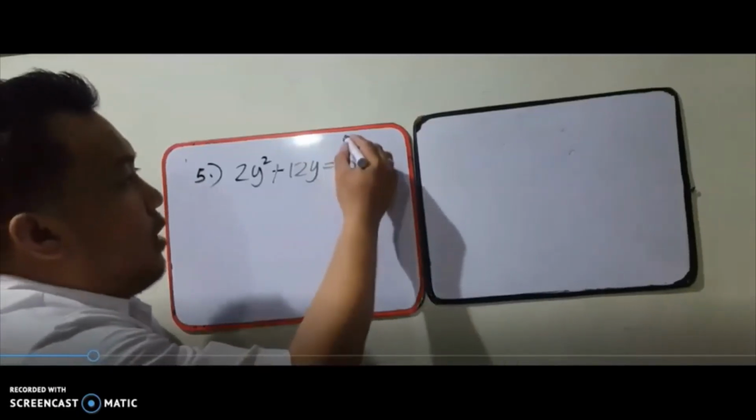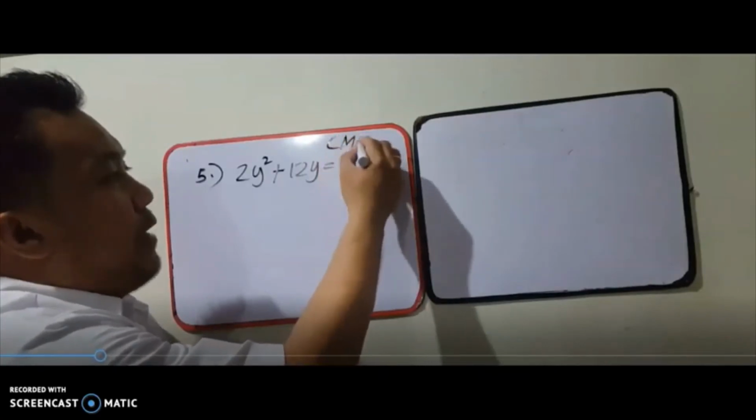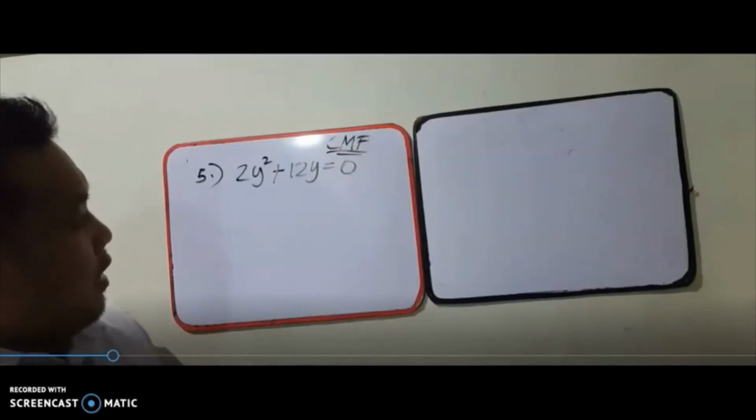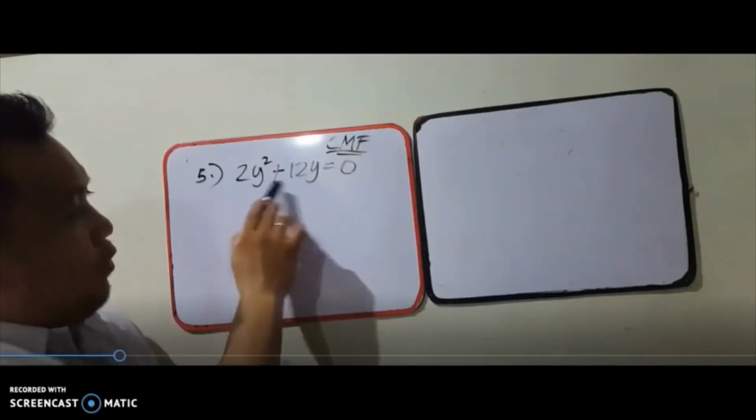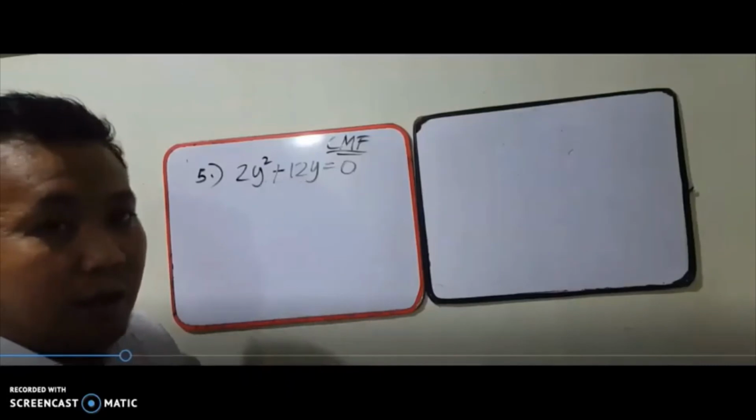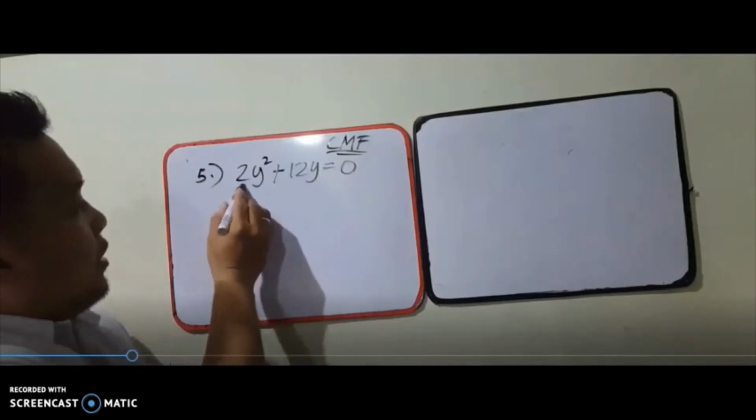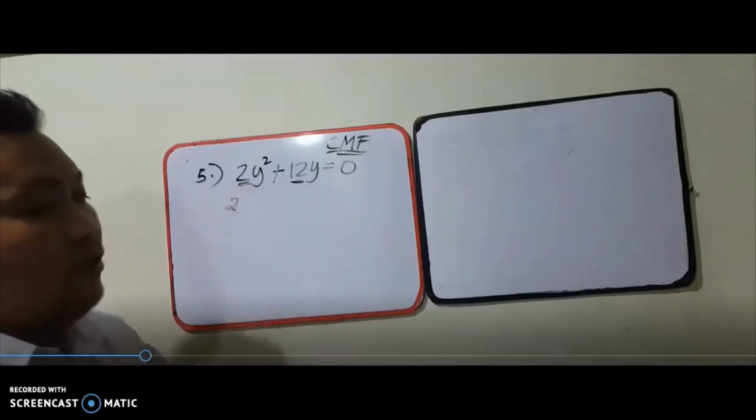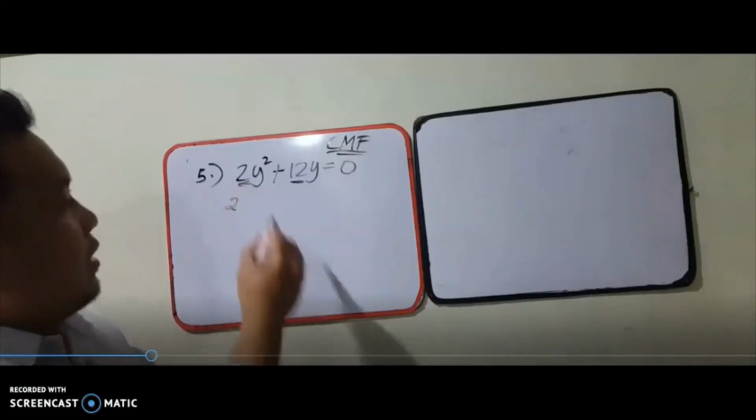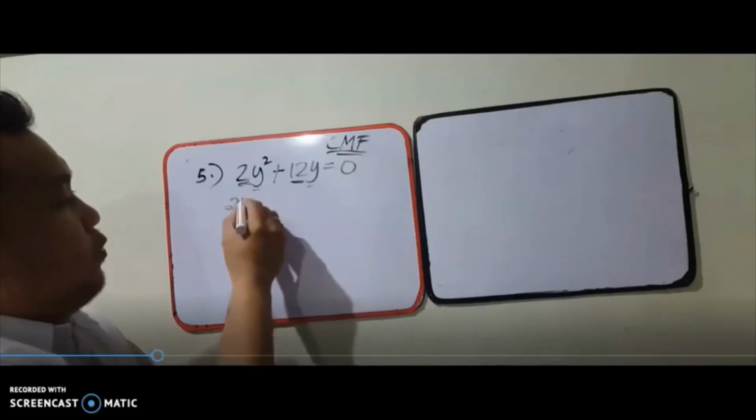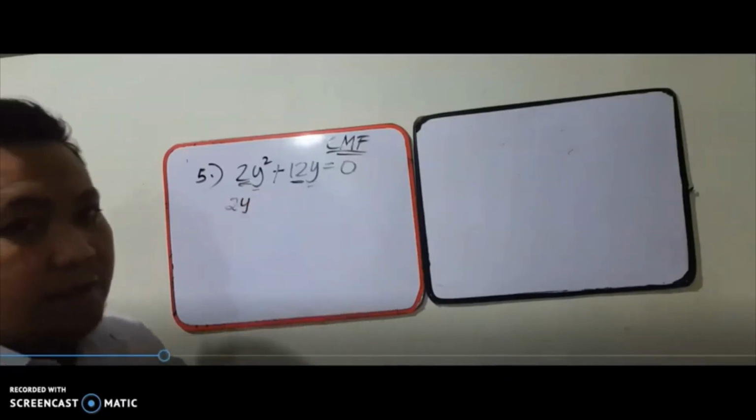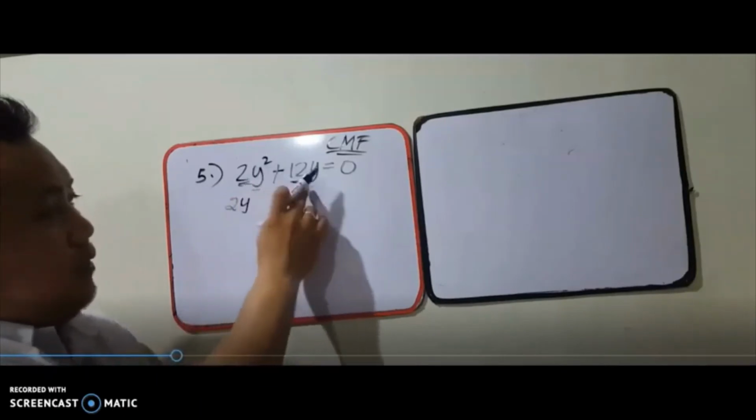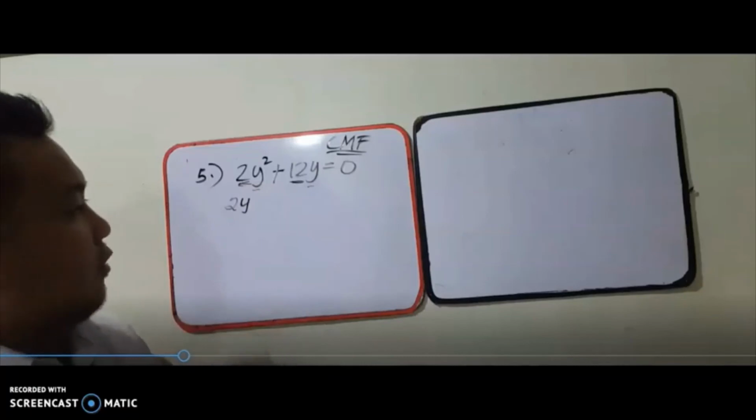So we are here going to apply common monomial factoring. So we are going to find out the common factor for these two terms of the equation. So with regards to its numerical coefficient, both of them are divisible by 2. Then with regards to the variable being used, both of them are using the variable y. So that's why 2y is the common factor in these two terms of the quadratic equation.